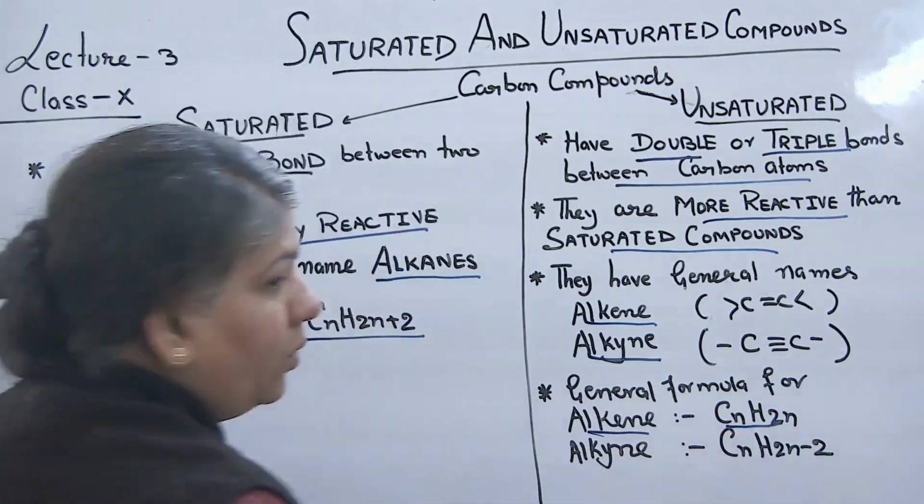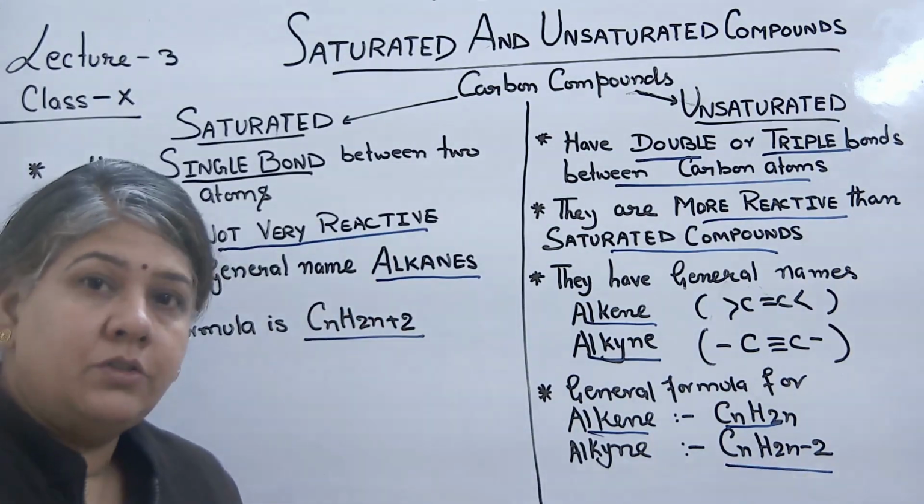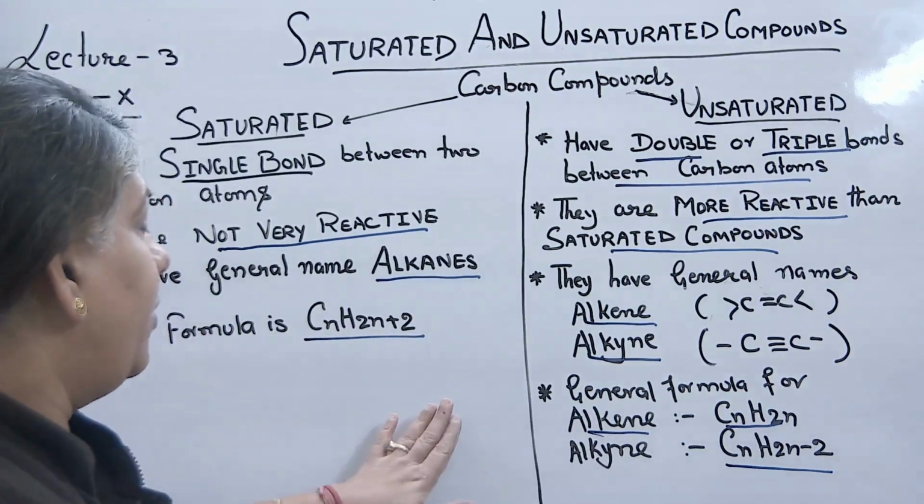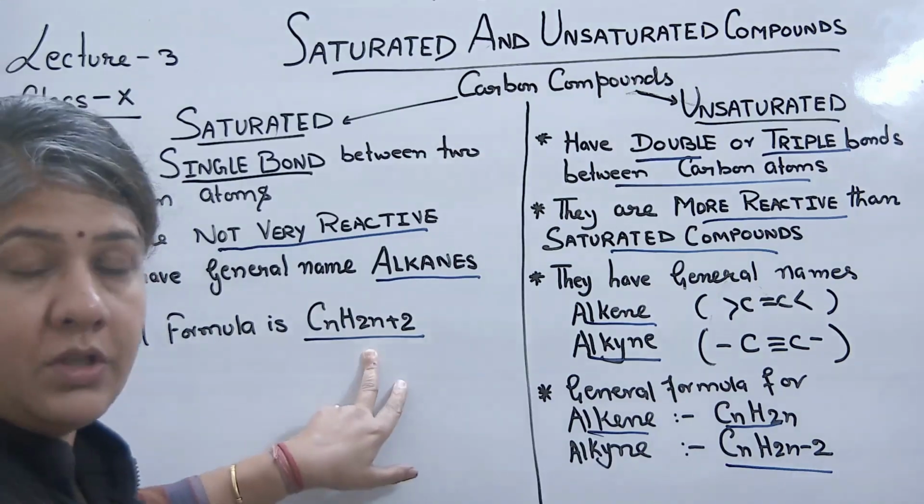Meth is the word for a carbon compound having just one carbon. Alkane, the ending ANE, means it belongs to saturated compounds. So these are the points of difference. I'll elaborate on the names in a while. So how are you going to use this general formula?